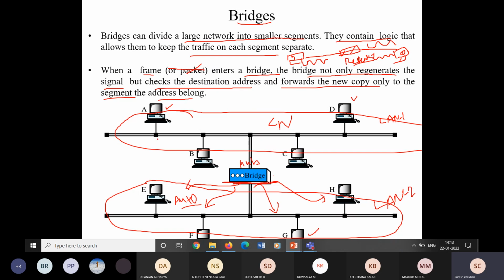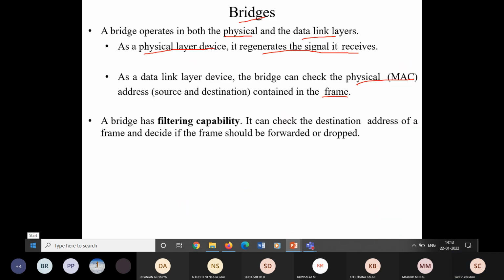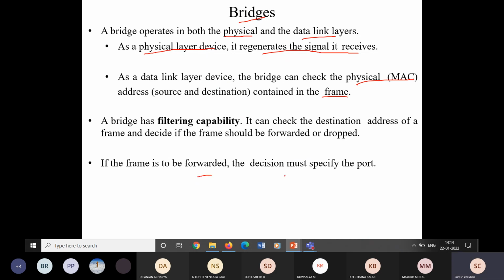But in the bridge case, the bridge will forward that packet only to G, because in the frame we have the destination address, that is the physical or MAC address of device G. So that's how we can filter the unnecessary broadcasting of frames in the network. And if the frame is to be forwarded, then the decision must specify the port.